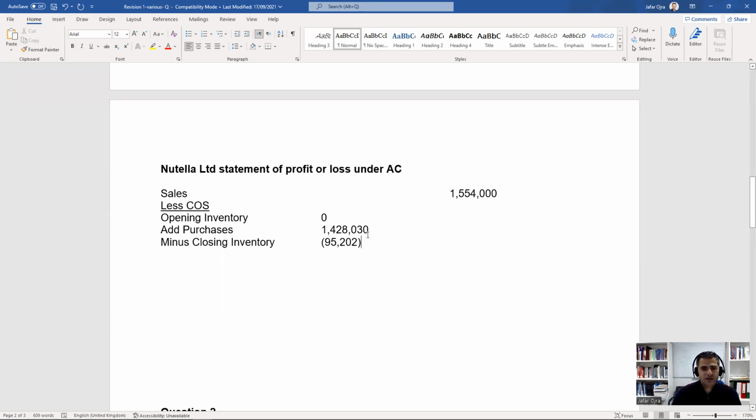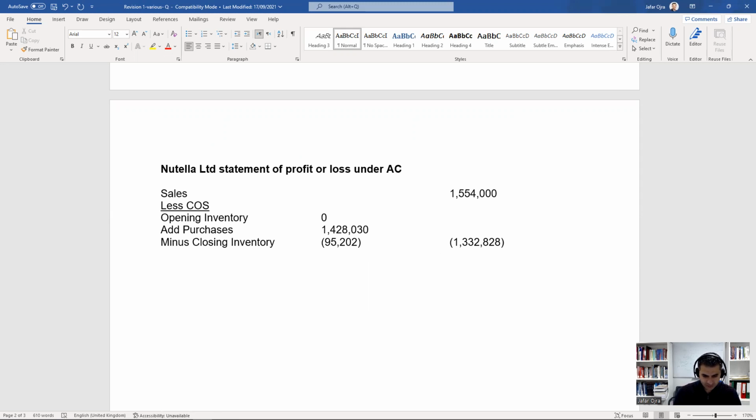Yeah, that's it. So here we go. So that's cost of sales. So opening inventory plus purchase minus closing inventory. That gives you cost of sales of how much? That gives you cost of sales of 1,332,828.